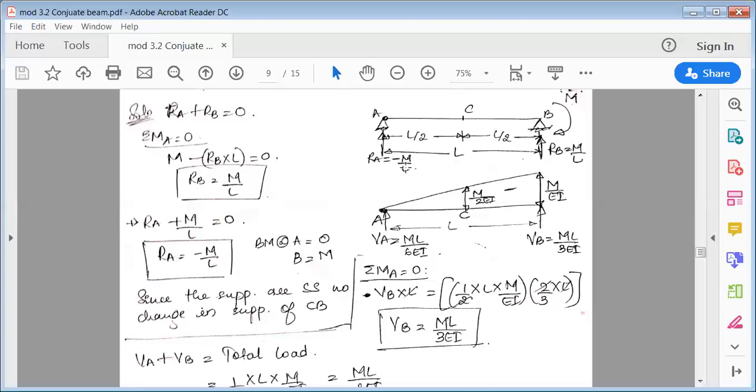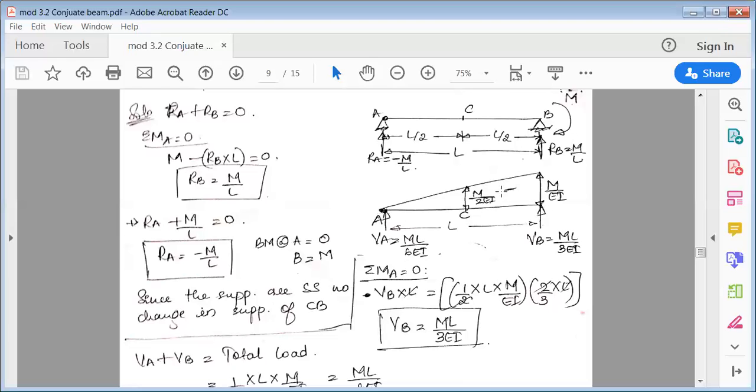Again, use this diagram. In this diagram, we have to find VA and VB, which are basically shear forces. First, VA plus VB is acting upward, then this triangular load is acting downward. We'll use the equilibrium equation, that is, find moment about A, at this point. Let's start with this. VB is going anti-clockwise, so anti-clockwise is minus VB into L.